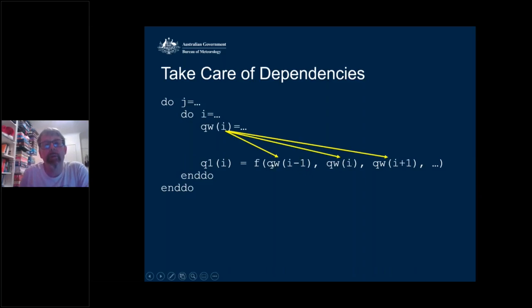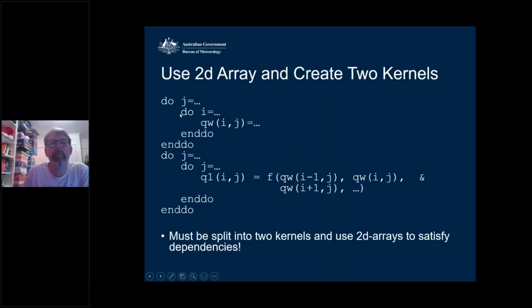In the original loop, when we use the qw in this expression, all the qw's were the newly computed value, especially qw i plus 1. Now, the moment I basically just merged or fused those two loops, suddenly qw i plus 1 would be the next value. So I needed to make sure that I split those two loops into two separate kernels. The first kernel, do j, do i, computes all the qw. And the second loop, do j, do i, then uses those qw i minus 1, i, and i plus 1. So I had to use two kernels, and I also had to make sure qw was a two-dimensional array.